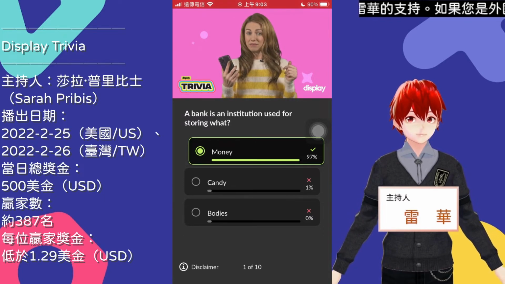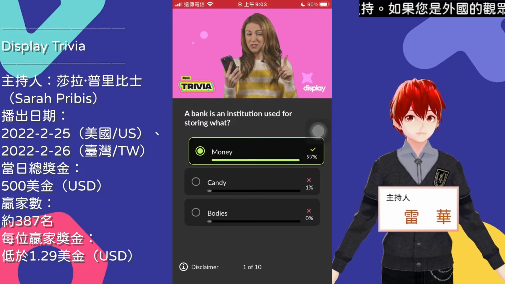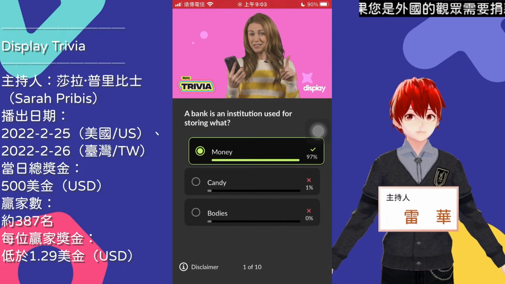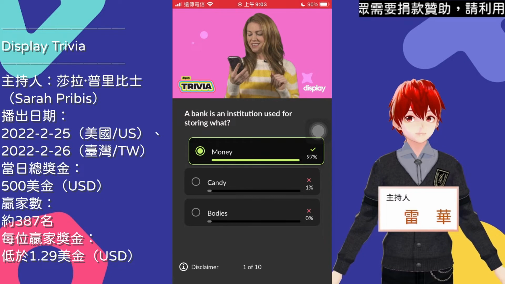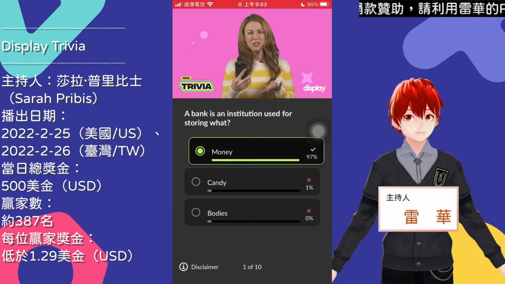From what I can tell, a lot of money is being stored somewhere called a blockchain these days. But for most of us, the best place to keep it is the bank. 97% of you getting closer to the money.